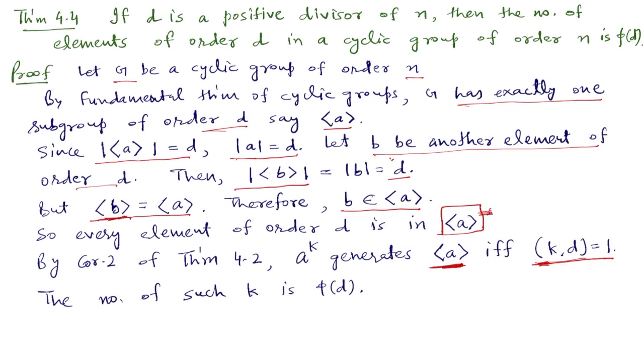By corollary 2 of theorem 4.2, a to the power k generates this cyclic group if and only if GCD of k and D is 1, and the number of such k is of course phi(D). So this proves the theorem.